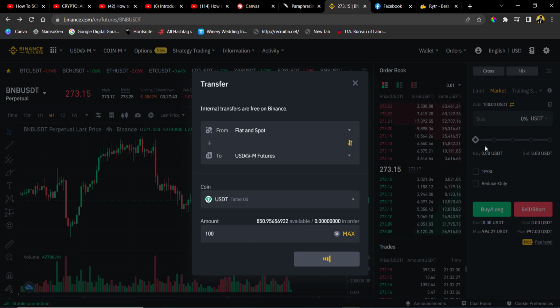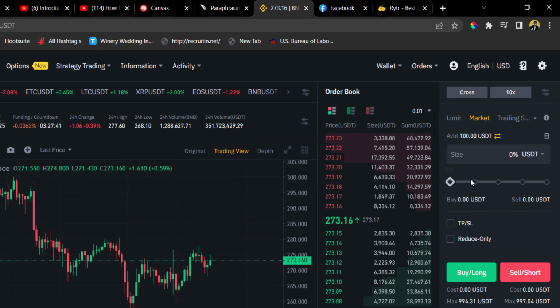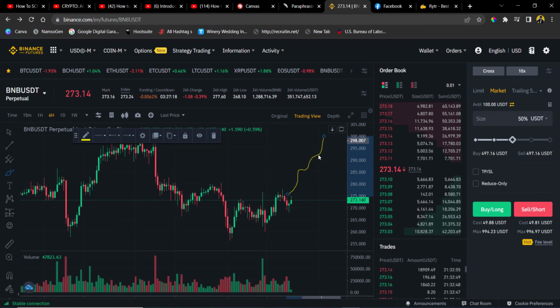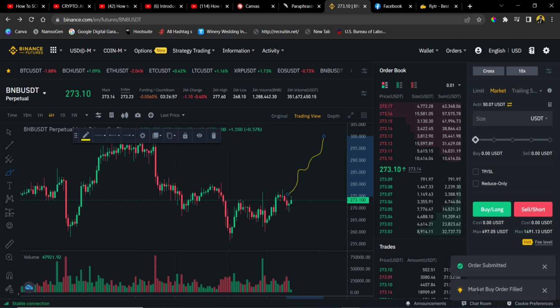So right now you can see that my balance is 100 USDT, and then I will activate my trade. Let me just give it some percentage and say 50% of this money is what I want to put in this particular trade. That's around 50 USDT. So right now I'll just go ahead and buy, which is a long order, which means I'm anticipating the price of BNB to go up from $273 to maybe $300. So at this point I'll just click on long, and then you will see order filled.